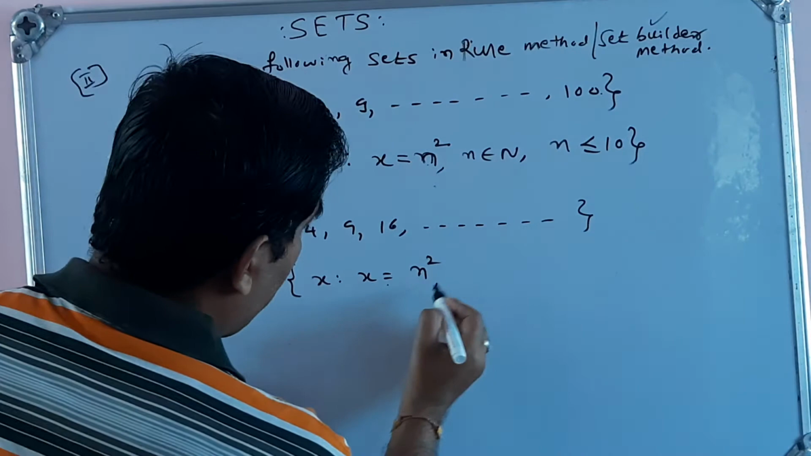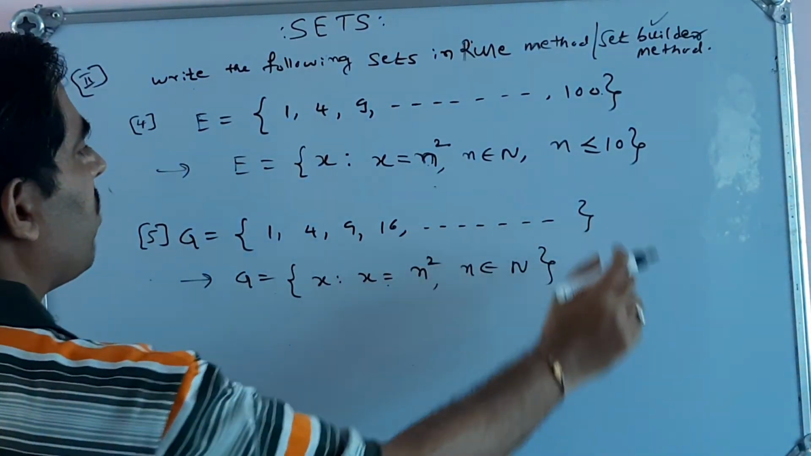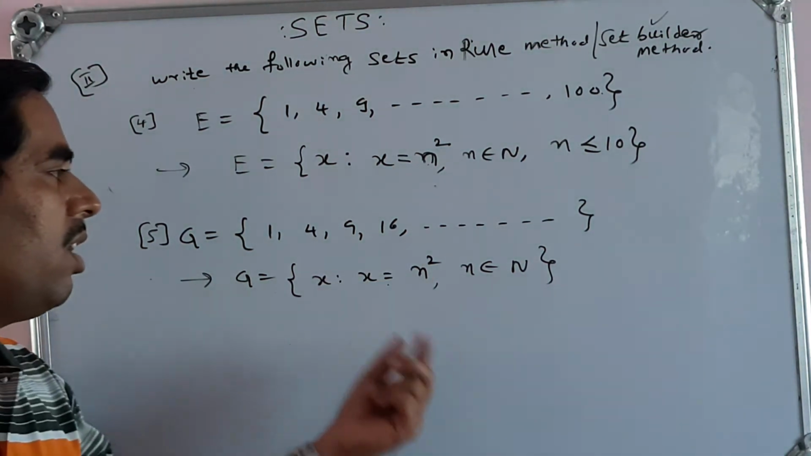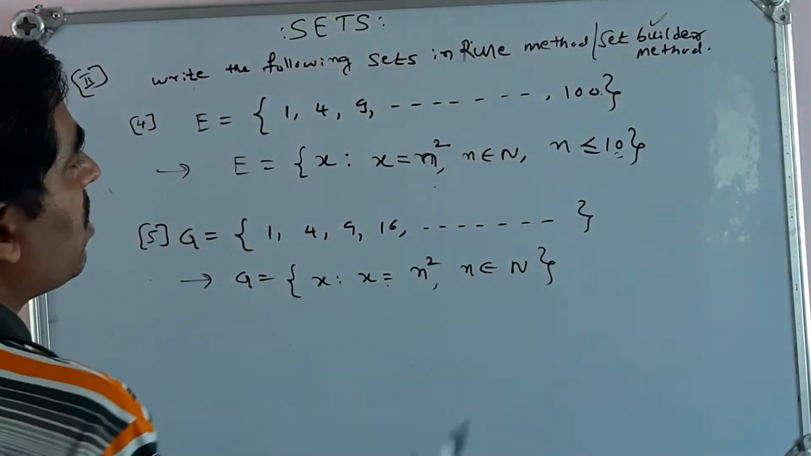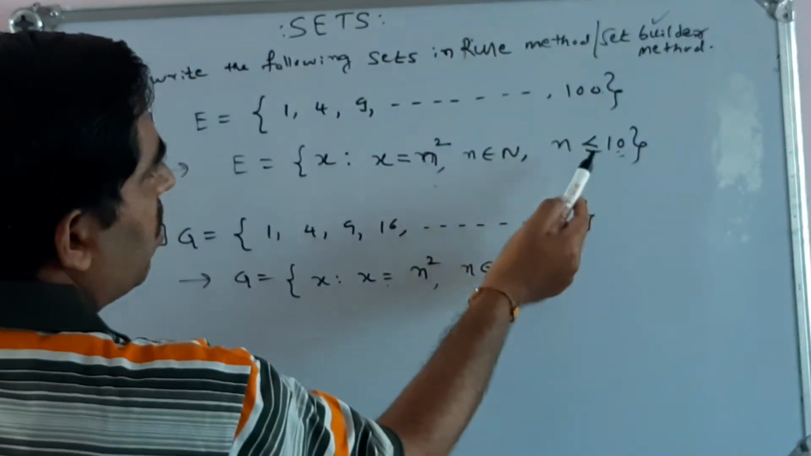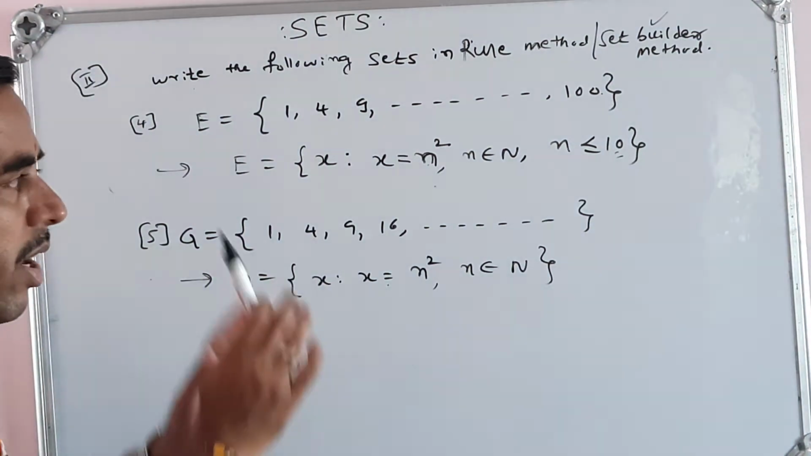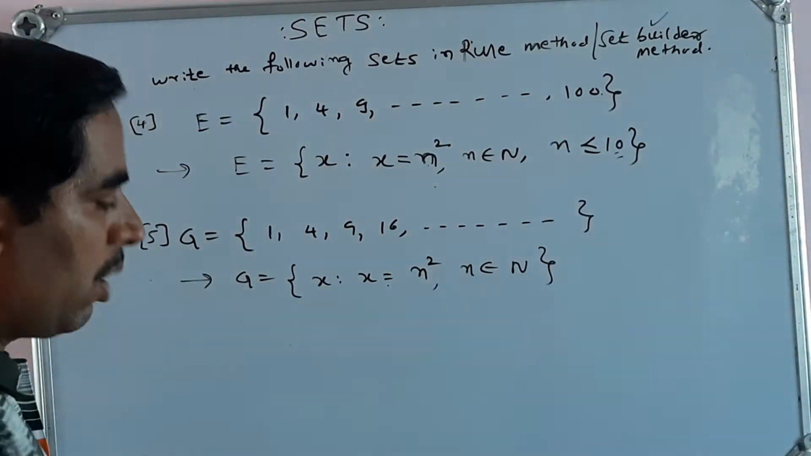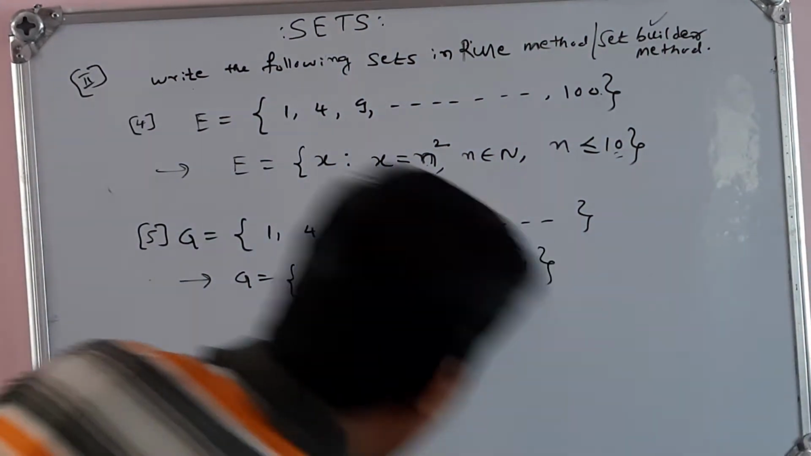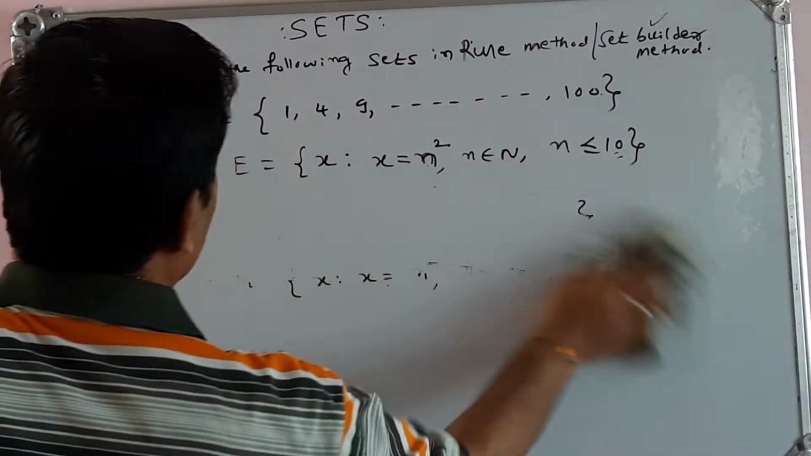So x is equal to n square, where n is a natural number. So we cannot write the condition because it is infinite. So we can go on giving the natural numbers here. Here we have given the condition because it is a finite set. So n cannot take 11; n is equal to 10, then that will be 100. So we have to stop at less than or equal to 10. So in this way we can convert the given sets to roster form, and roster form to set builder form, set builder form to roster form.